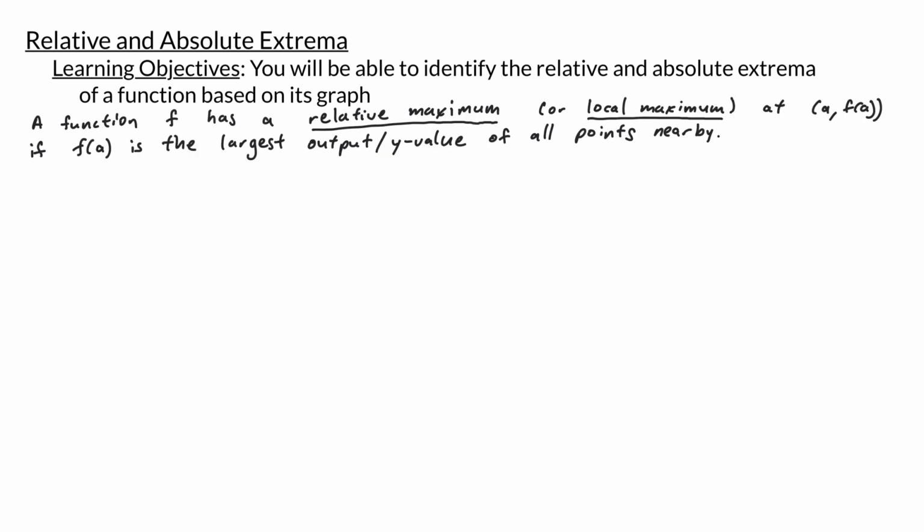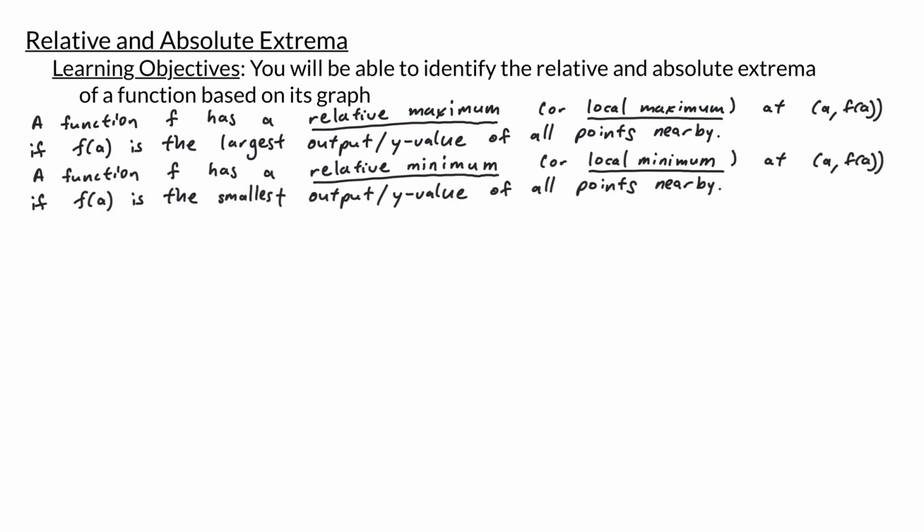We say that a function has a relative or local maximum at a point a, f of a, if f of a is the largest output or y value of all points nearby. Similarly, we say that a function has a relative minimum or local minimum at a point a, f of a, if f of a is the smallest output or y value of all points nearby.